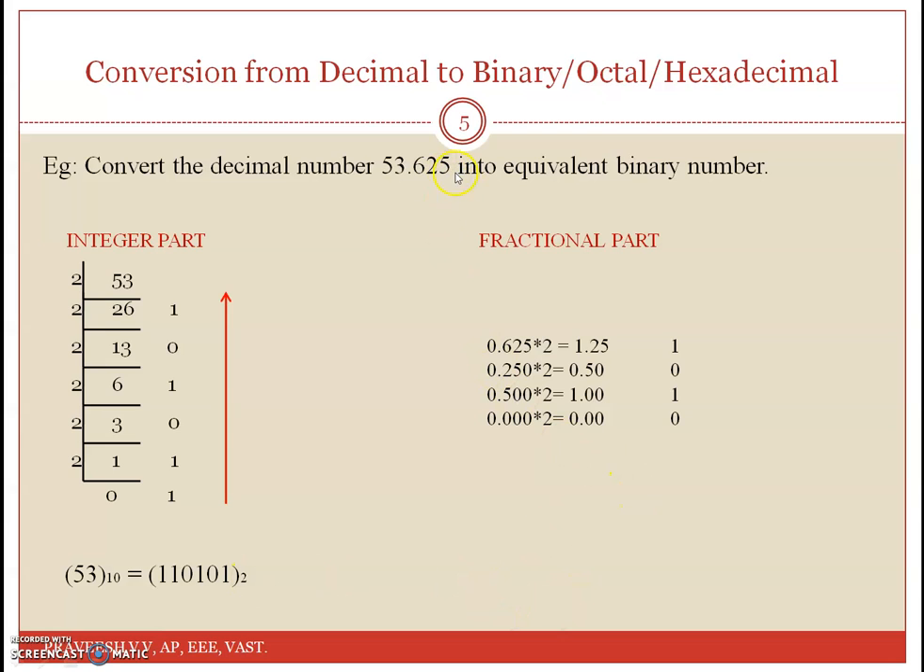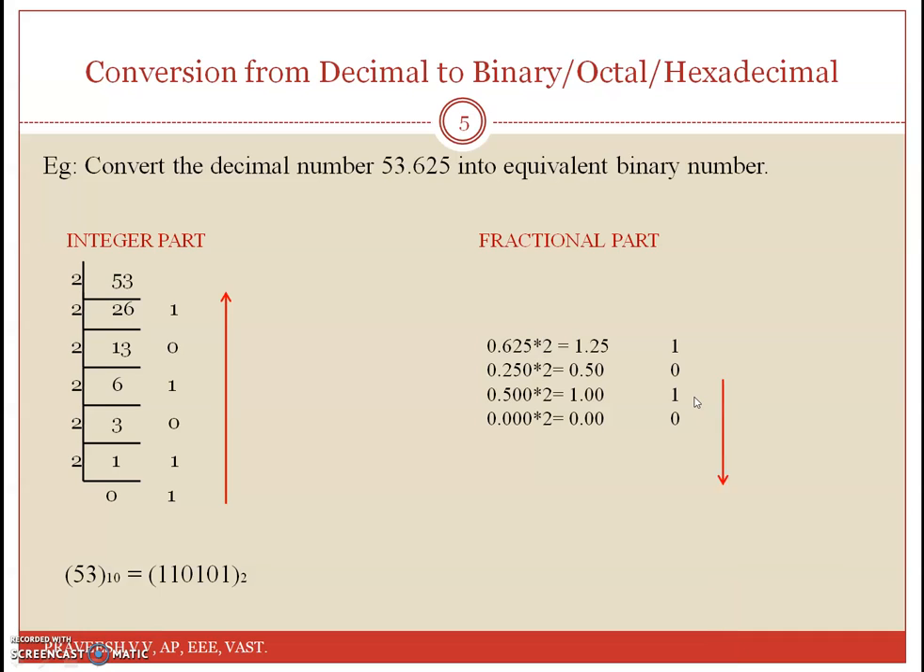Starting with 0.625, multiplying by 2 gives 1.25. I will keep this integer part here, then take the fractional part 0.25 and again multiply by 2, so I get 0.50. I will keep this integer part 0 here, then again 0.50 multiplied by 2 gives 1.00. I will keep the 1 here, then 0.00 multiplied by 2 gives 0, and in all the other steps it will give only 0. So I will be recording 0 0 0 here.